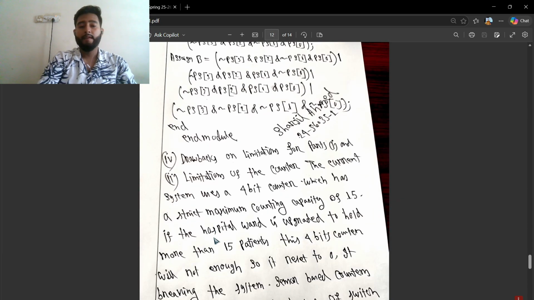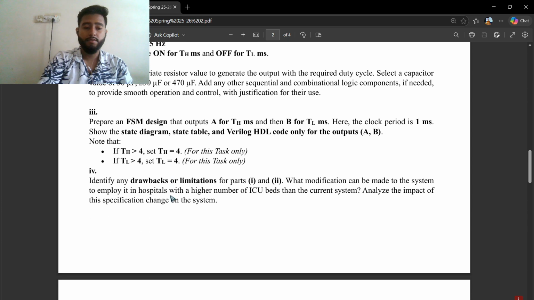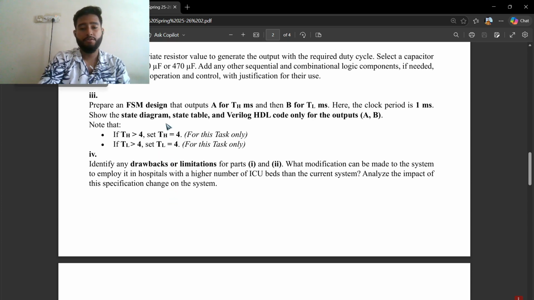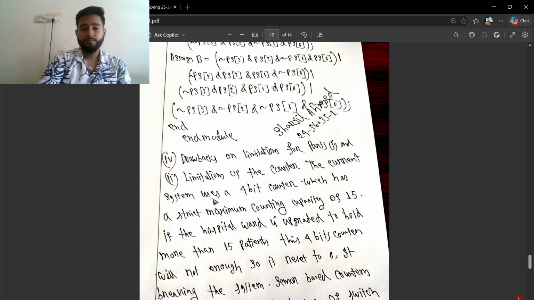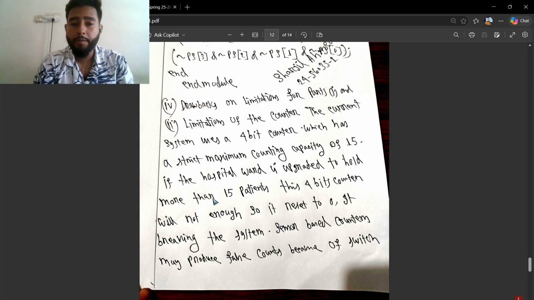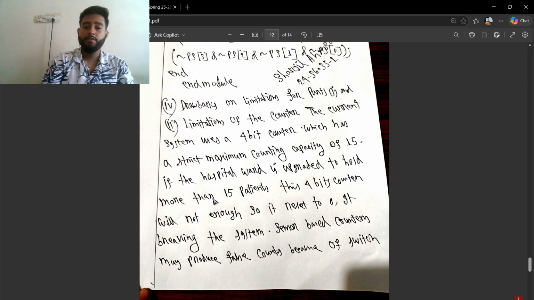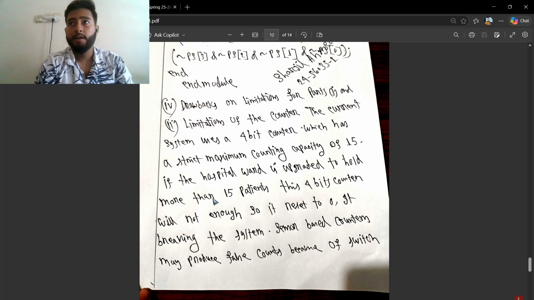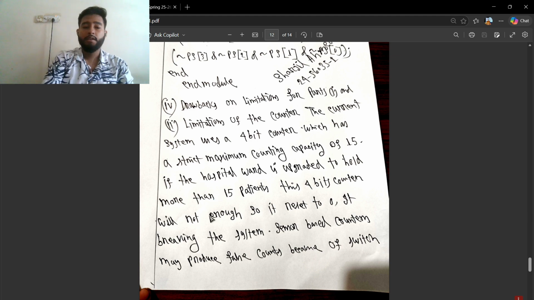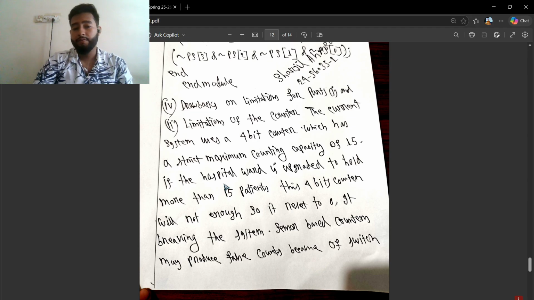And finally, the question asks what the drawbacks and limitations of parts 1 and 2 are. So what is the drawback? The current system has a 4-bit counter, which is a massive drawback, because with a 4-bit counter we cannot upgrade the system later. It only counts from 0 to 15. So if we need to accommodate more than 15 patients, or in future upgrade the hospital ward, we cannot do that.